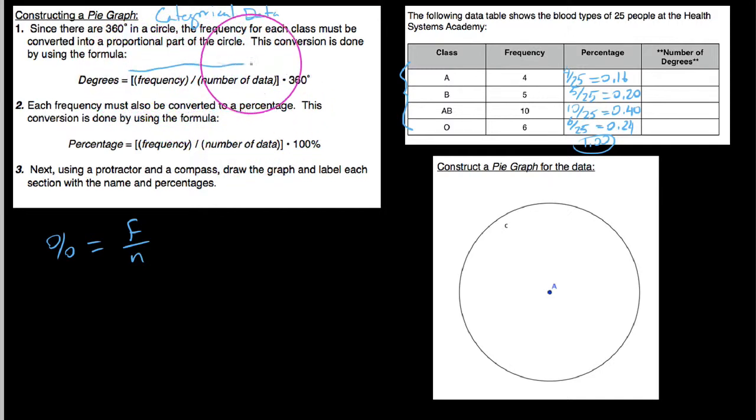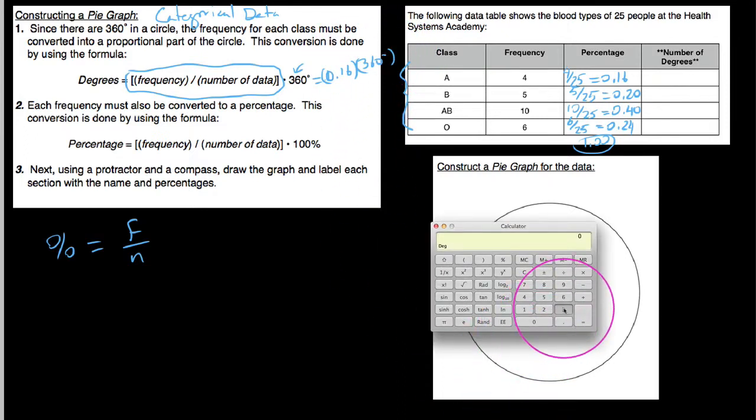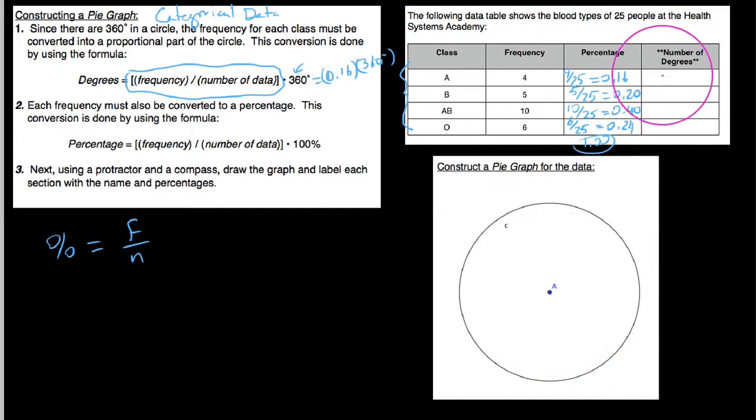So what we'll do is take that f over n that we just found, and multiply it by 360. In this instance, we say 0.16 for our first class times 360 degrees. And what this will do is tell us 16% of 360 degrees. So 360 times 0.16 is 57.6 degrees. So we list this up here: 57.6 degrees.